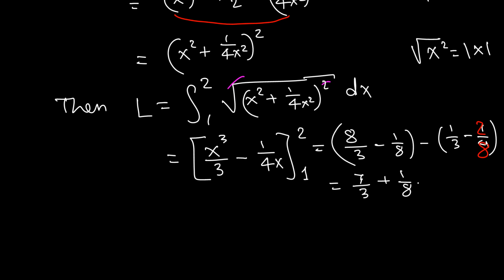Now we can combine these two fractions. 8 times 3, 24 is the common denominator. 8 times 7 is 56, plus 3, 59. So the answer is 59 over 24. And that's the final answer.